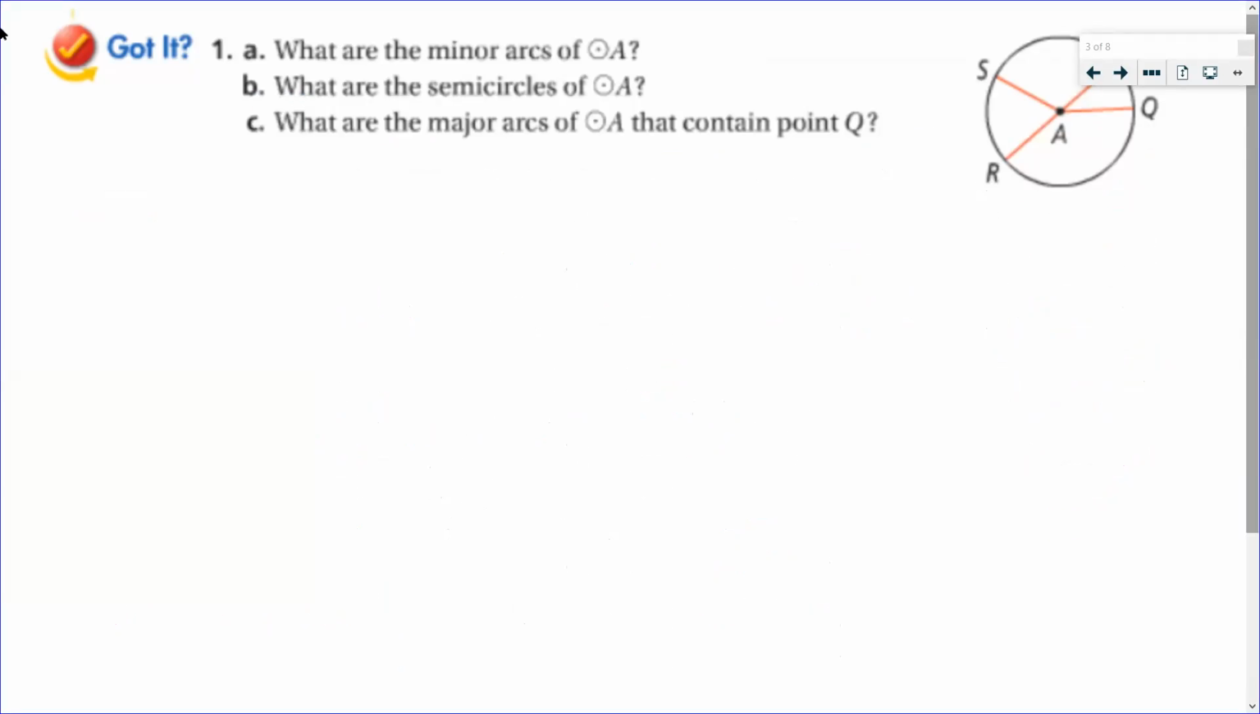Now look at the circle here. Here we have a circle with center O. What are the minor arcs of the circle with center A? Let's start with the minor arc PQ. So number one is PQ.